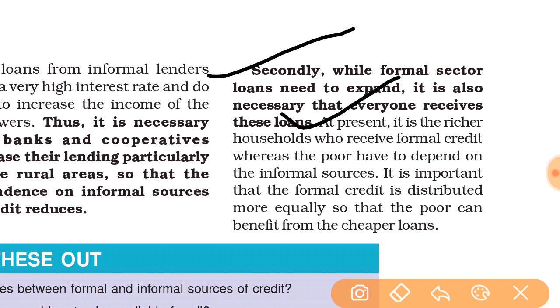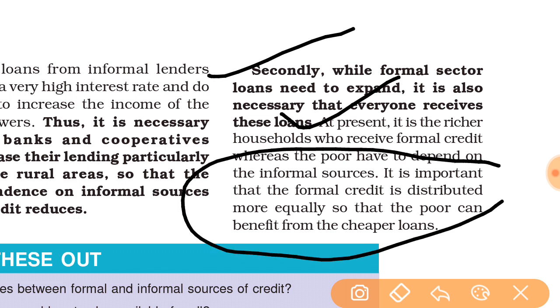Though formal sources of credit are set up in rural areas, still only the richer households are able to receive the formal credit, but the poor are still depending on the informal sources. So it is very important that formal credit is distributed more equally so that the poor can benefit from cheap loans. That is why whatever formal sources of credit are set up in rural areas should give attention to the equal distribution of credit so that the poor also can get the facility.